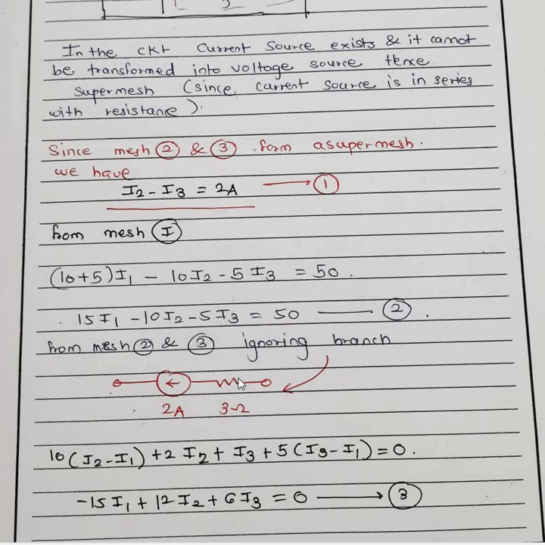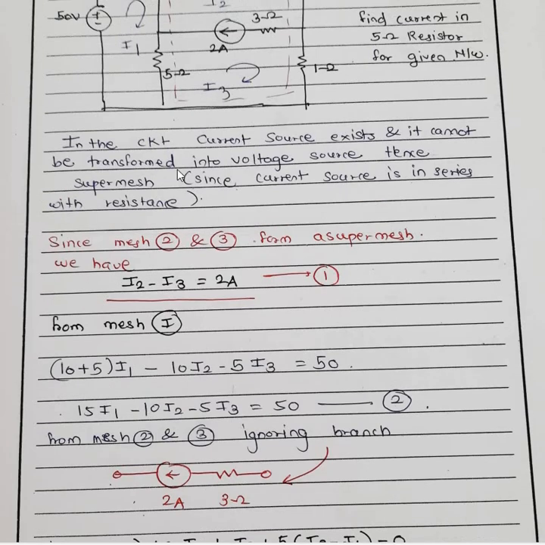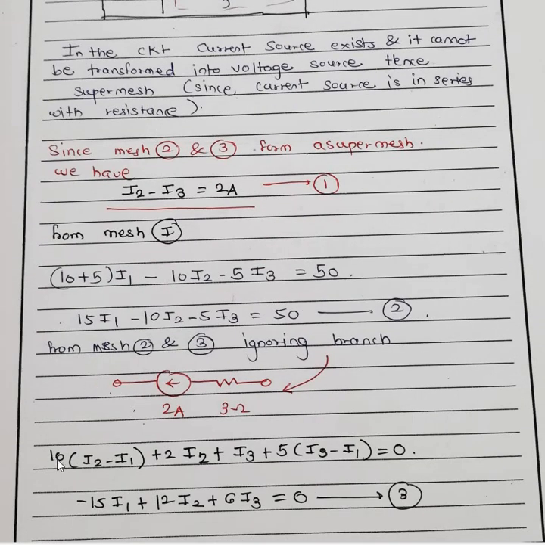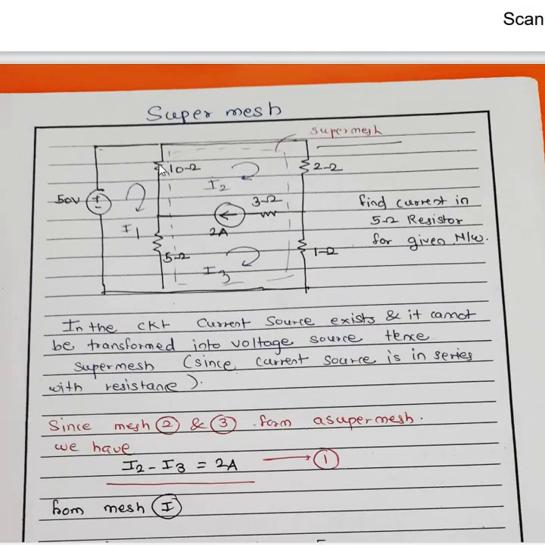And for the second and third mesh, ignoring that branch, this will appear like this, and for this whole loop we will write the equation: drop across 10, drop across 2, drop across 1, and drop across 5. So the terms will be 10 into bracket I2 minus I1. Here I2 and I1 are sharing. Here only I2. Here only I3.